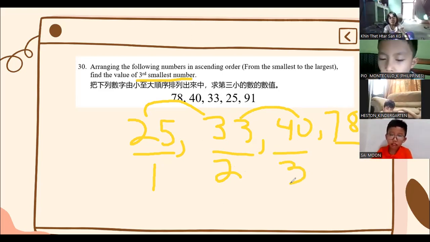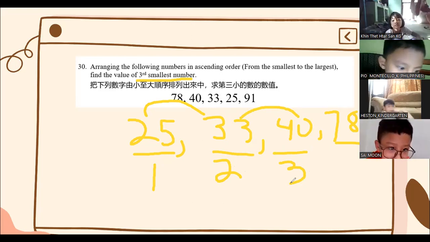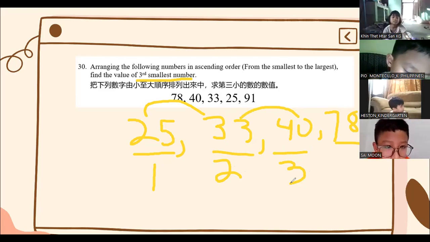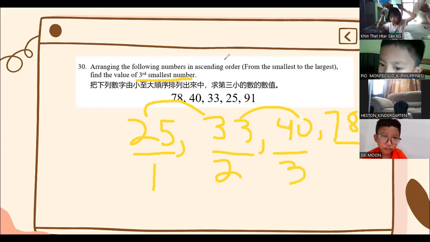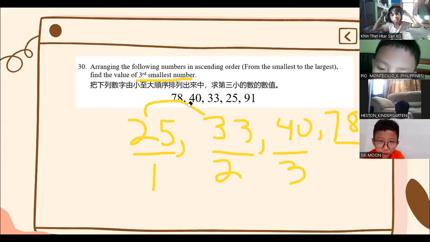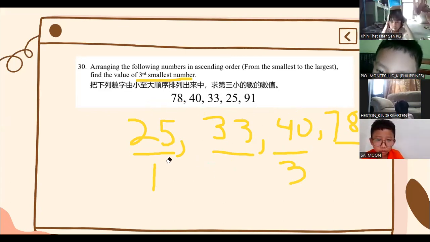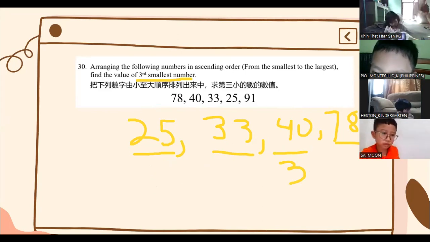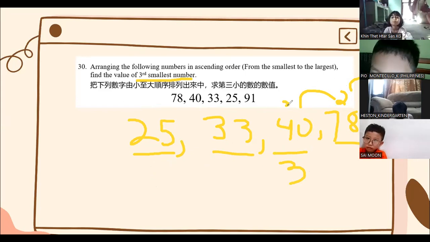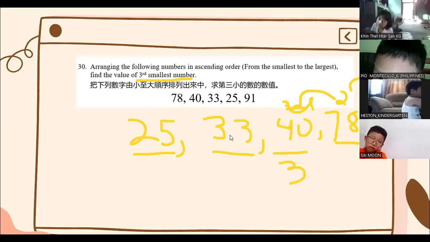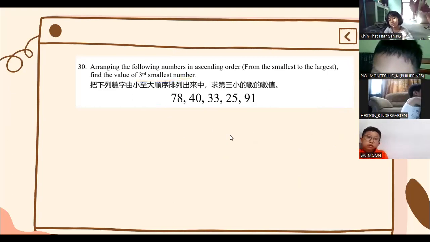Okay, how about if the question is, find the value of the third largest number? What would be your answer? Very good. Because you'll start counting from the largest number. This is your first largest number. This is your second largest number. And this is your third largest number. Very good. You already know that, from the smallest to the largest and the largest to the smallest.